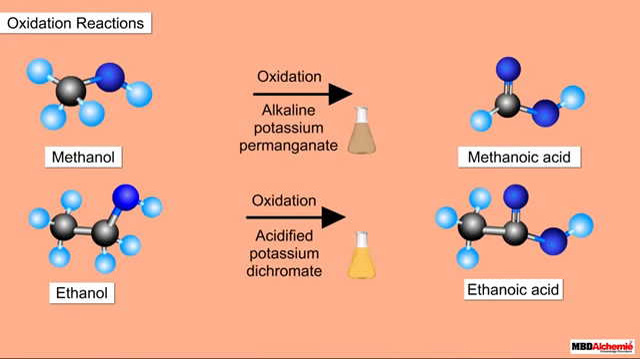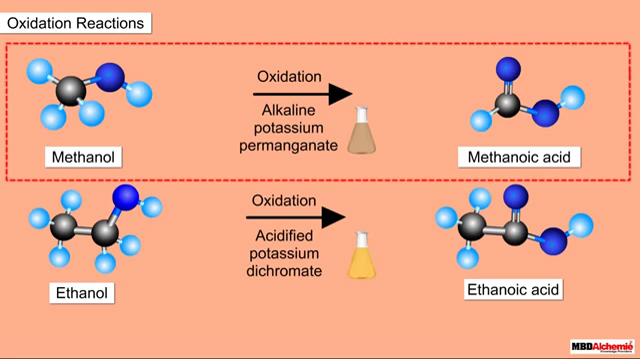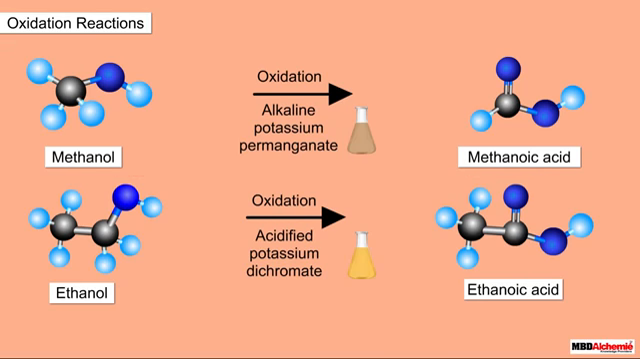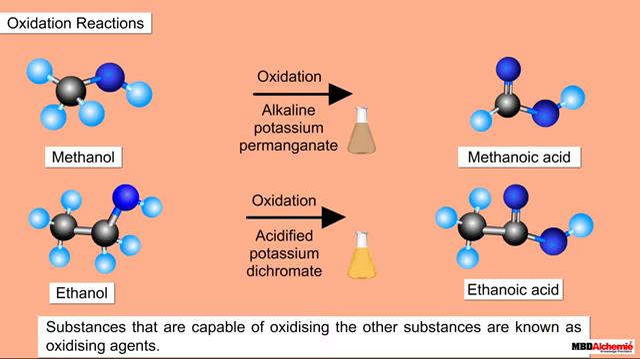So we have seen that carbon compounds like methanol and ethanol undergo oxidation in the presence of other compounds like alkaline potassium permanganate and acidified potassium dichromate. The substances like alkaline potassium permanganate and acidified potassium dichromate that are capable of oxidizing other substances are known as oxidizing agents.